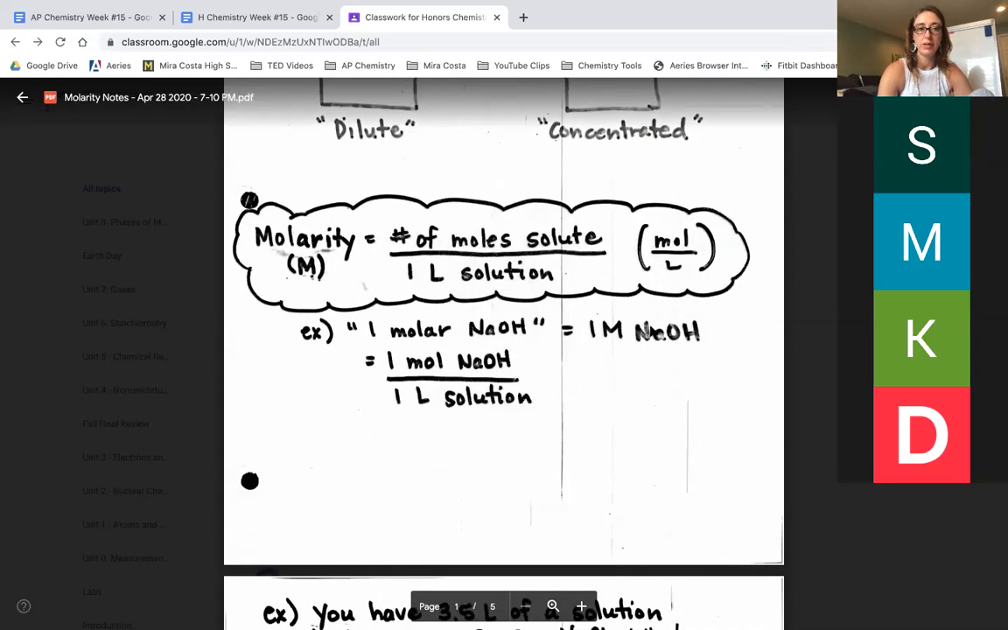Moving on to molarity. The most common way of measuring concentrations is what we call molarity. Molarity is abbreviated with a capital M, and it stands for the number of moles of solute per liter of solution. So the units are moles per liter. Now notice it's moles of solute per liter of solution, and solution is solute plus solvent, right?